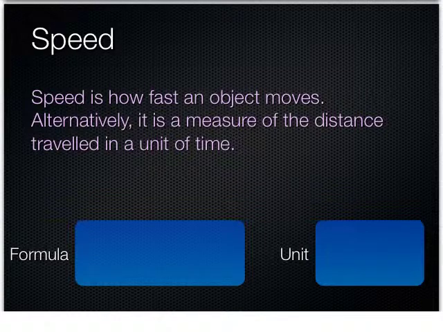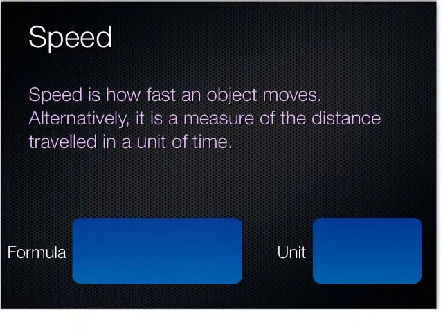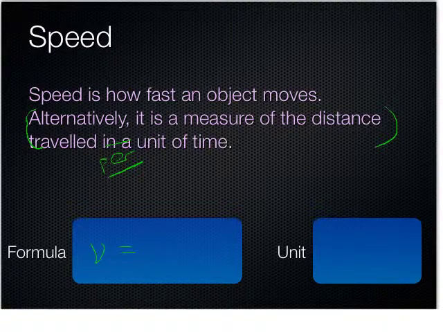So, definition, I prefer this part here as a definition. It's much better. Essentially it's just a distance travelled per unit of time, which is probably a better word. Per always means divide. So the formula is v equals d over t, and the unit is meters per second, or ms to the negative 1.